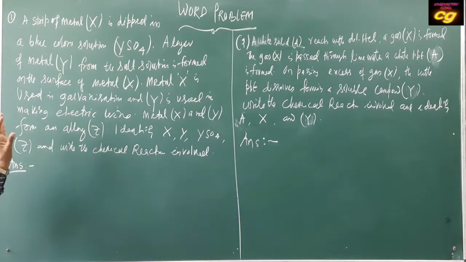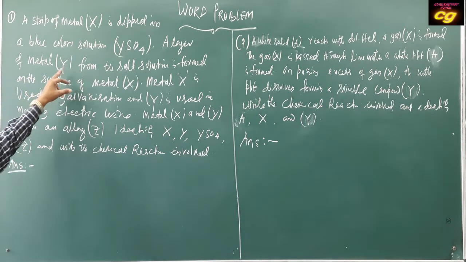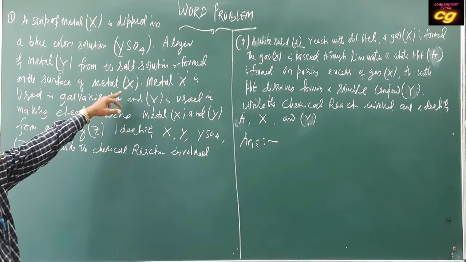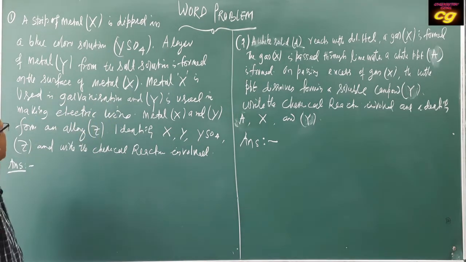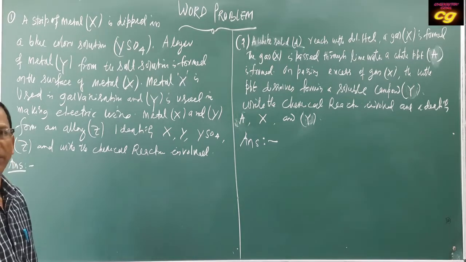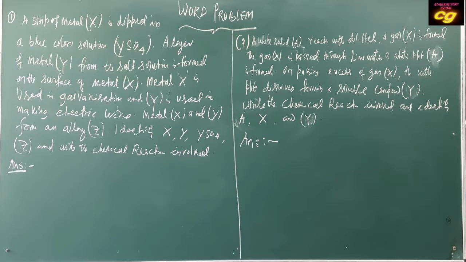What is the problem? The first problem is like this. A strip of metal X is dipped in a blue color solution YSO4. A layer of metal Y from the salt solution is formed on the surface of metal X. Metal X is used in galvanization and Y is used in making electric wire. Metal X and Y form an alloy Z. Identify X, Y, YSO4 and Z and write the chemical reaction involved. This type of problem is asked in your examination.